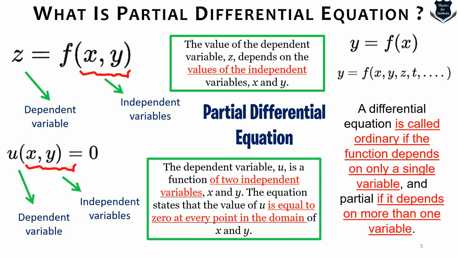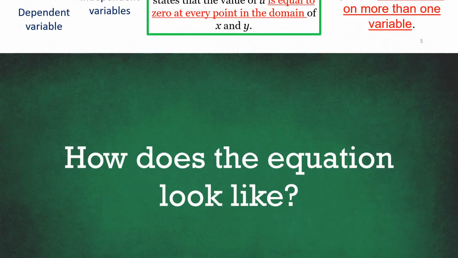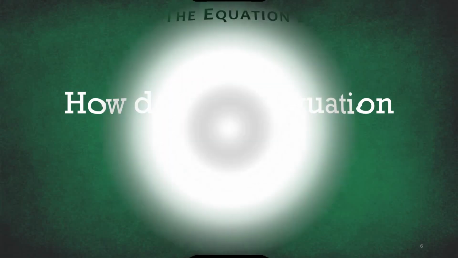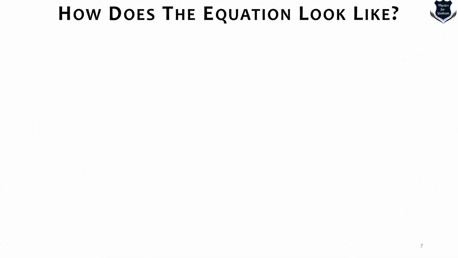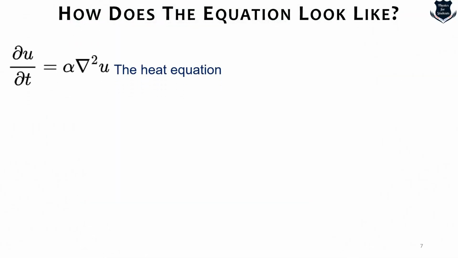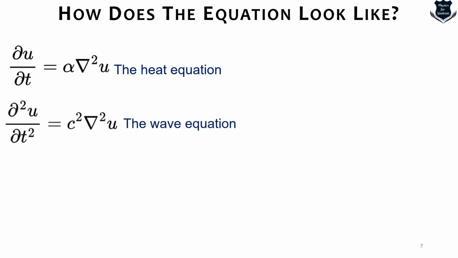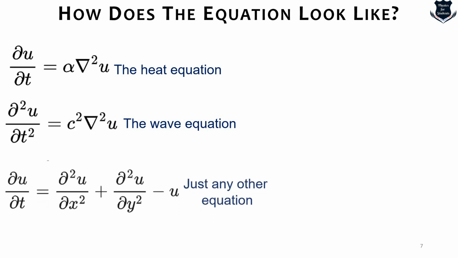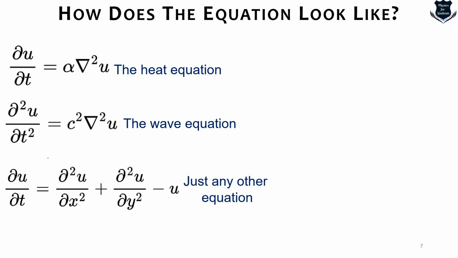So let us now see how a partial differential equation actually looks. Here are a few examples. Del u by del t equals alpha nabla square u. This is the famous heat equation. Then del square u by del t square equals c square nabla square u. This is the wave equation, and this is just any other equation. So this is how it looks.